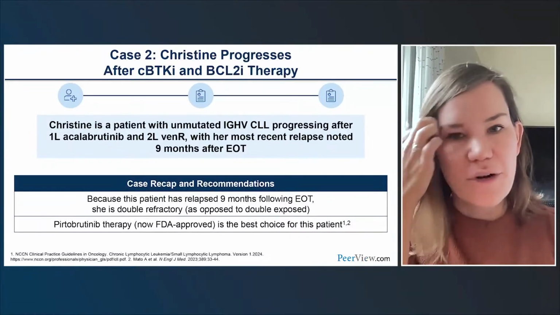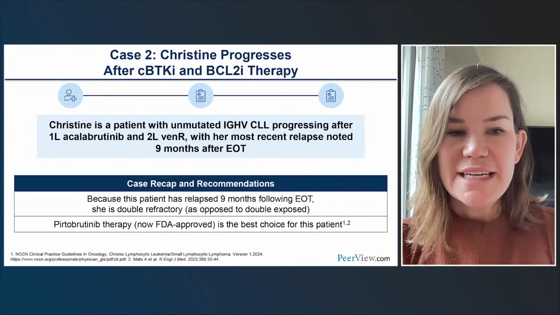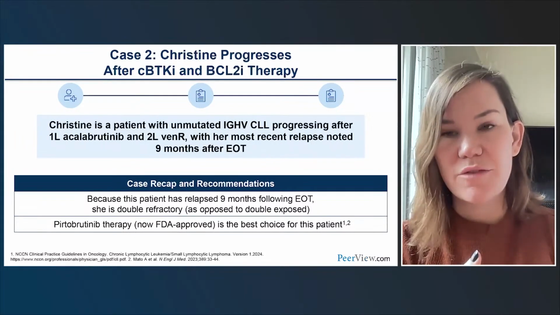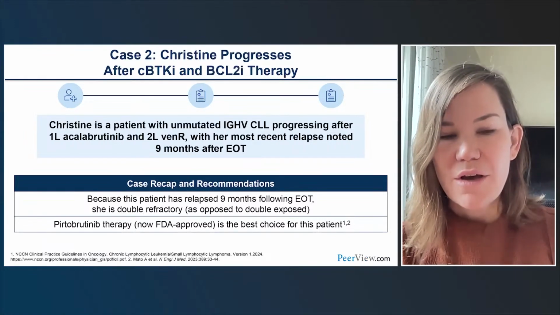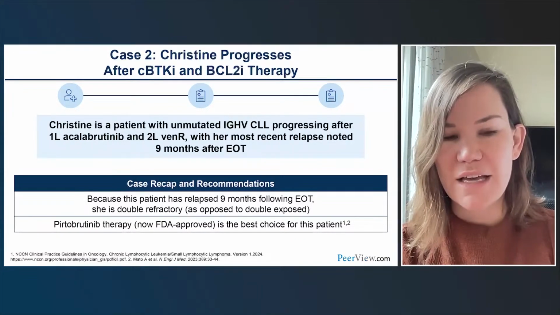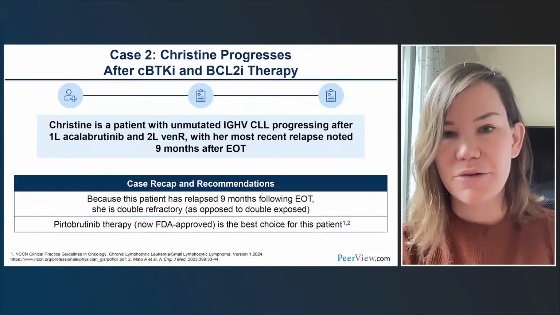And diving back into our case, let's see what happened. So she relapsed 9 months following the end of treatment. And so I think both Dr. Thompson and I agree this is a very short remission. And so this would be best classified as double refractory. And so as far as our options for our patient, thankfully, pirtobrutinib is now FDA approved and is clearly the best choice for this patient in absence of a clinical trial.